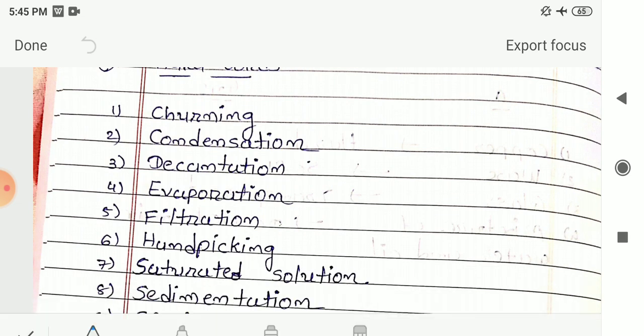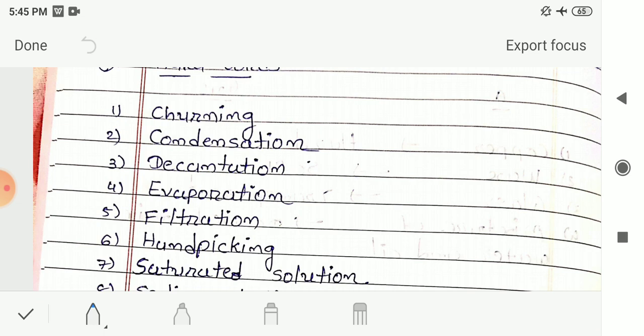Let me quickly recall these hard words. In that, first one is churning. The spelling is given to you already, that is C-H-U-R-N-I-N-G, churning. Next is condensation, C-O-N-D-E-N-S-A-T-I-O-N, condensation. Next, third number is decantation. So it's D-E-C-A-N-T-A-T-I-O-N, decantation.